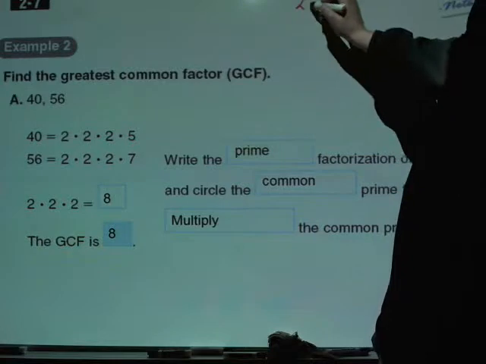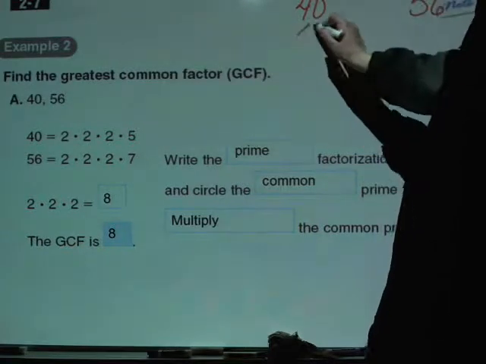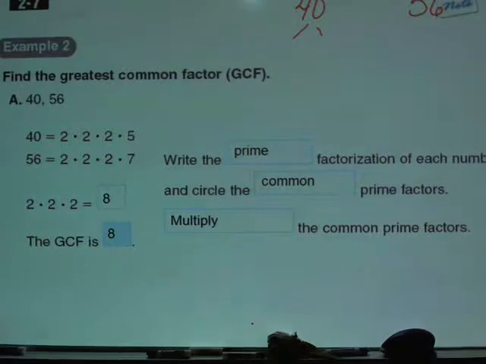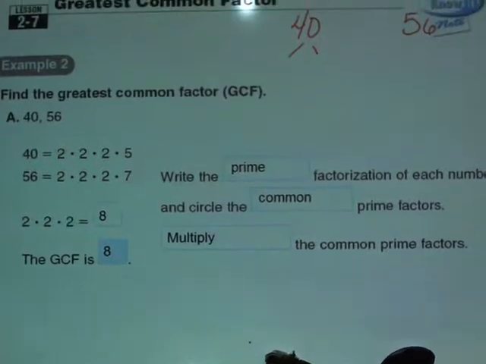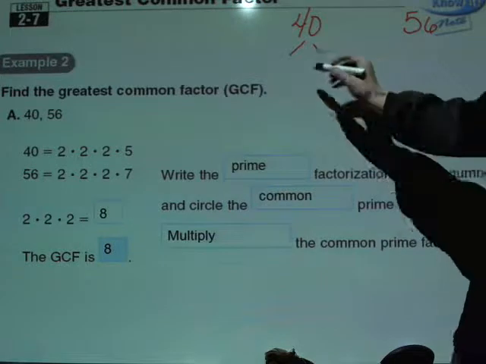Okay, so we've got 40 and we've got 56. So I'm going to make my branching diagram here. And when I start off here, I'm looking for two numbers that multiply together to make a given number. So in this case, two numbers that multiply together to make 40. So I'm going to pick 4 and 10.